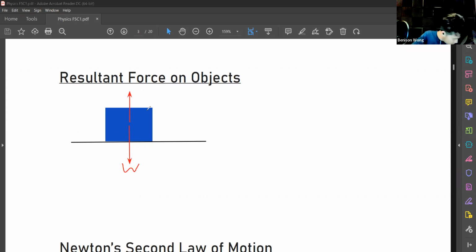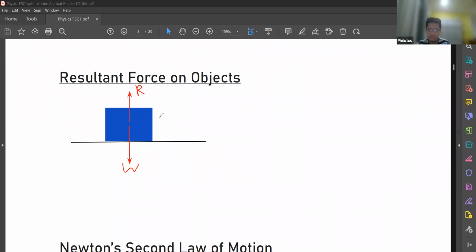What is the name of this force? Gravitational force? No. Gravitational force is this weight pulling it down. But then the ground will exert another force upwards, opposing the direction of the weight. This force is called the normal reaction. Remember this or not? Normal reaction. Yes, normal reaction.